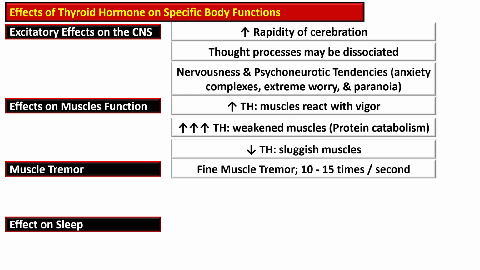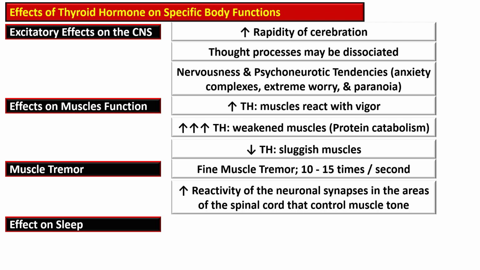The muscle tremor is associated with hyperthyroidism; it is the classical sign of hyperthyroidism. These are fine tremors of about 10 to 15 hertz, and these are not coarse like in Parkinsonism. They are caused by hyperactivity at the spinal synapses and are easily observed by placing paper on extended fingers.